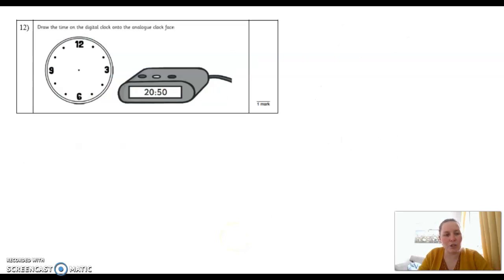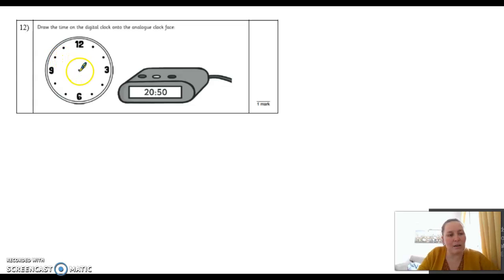Our last question was a time question. So you've got this digital clock, and then you've got an analog clock, a normal clock face. And I want you to draw the time. So we've got 20:50. So that's a 24-hour clock time. 20 is 8, and 50 means 50 minutes.